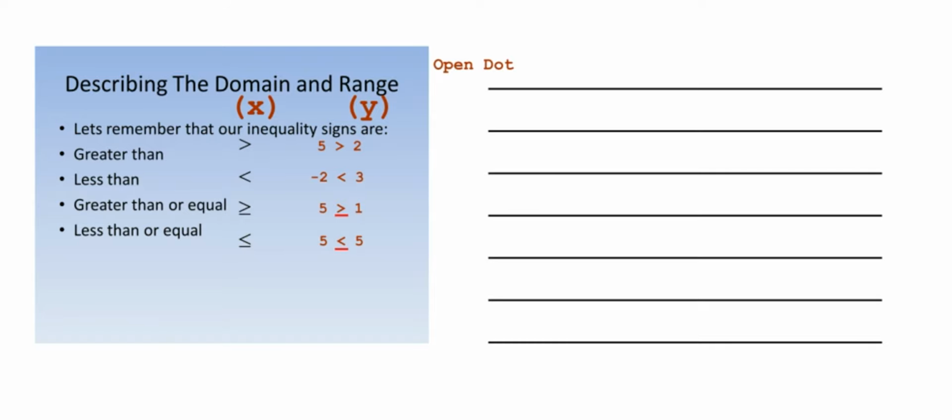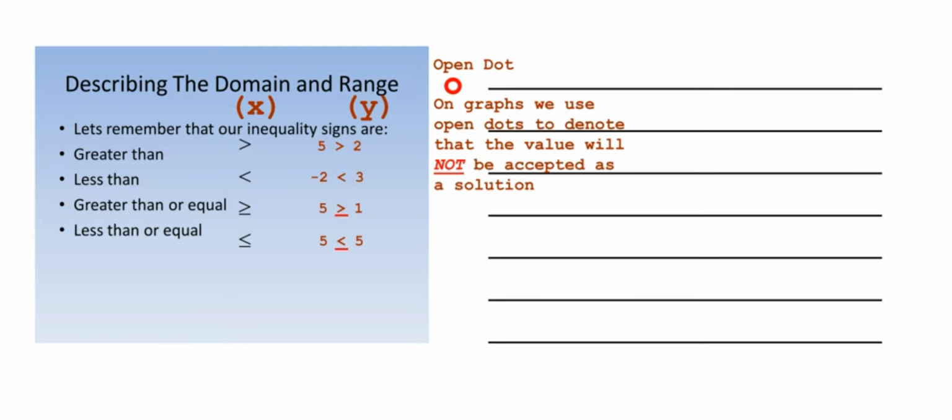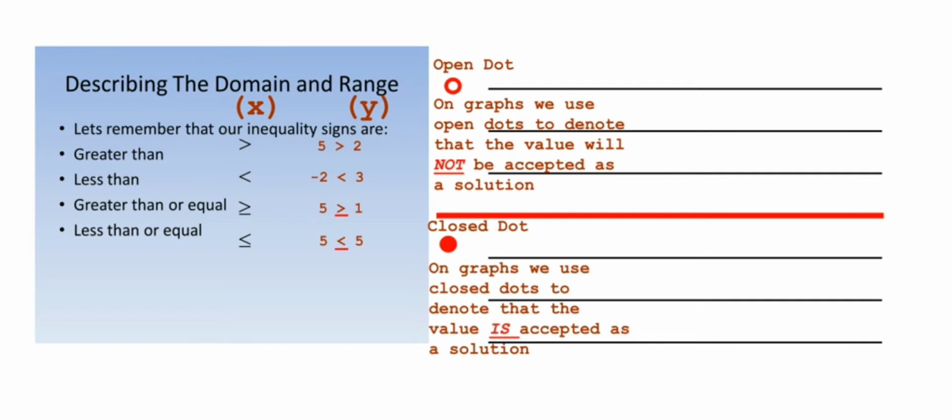Okay, so describing the domain and the range. Let's start with open dots. On a graph, we use open dots to denote that the value will not be accepted as a solution. Okay, if it's an open dot, we don't accept solutions. Closed dots, on the other hand, imply that on a graph, we use closed dots to denote that the value is accepted as a solution. So open dots, we don't accept the solution at that particular value. Closed dots implies that we will accept the solution at that particular value.